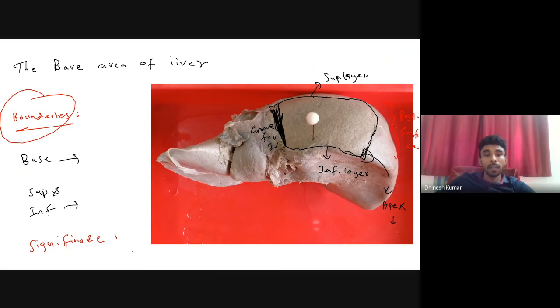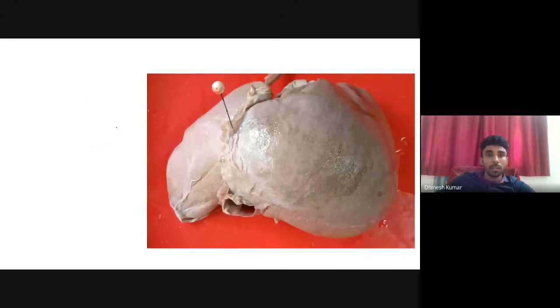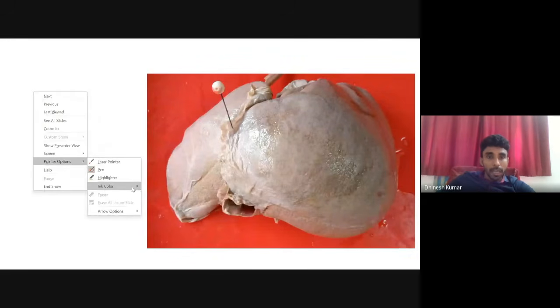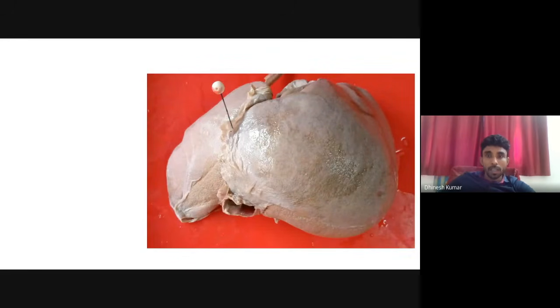Okay, what is the significance? Yes, it is one of the areas of portocaval anastomosis. Fine. Now, any idea about the pinned structure here?